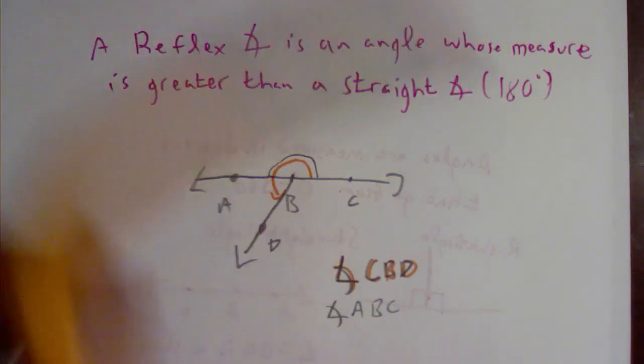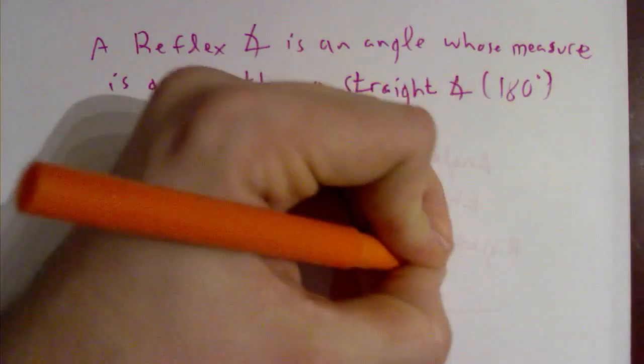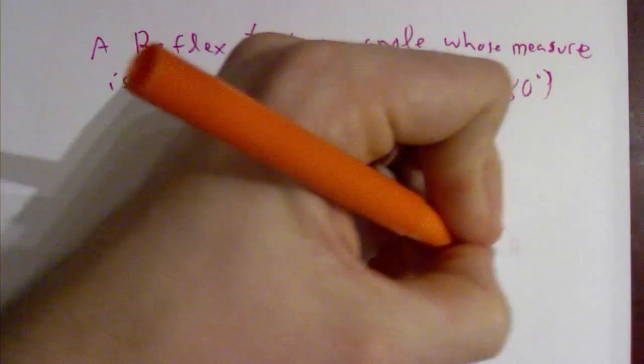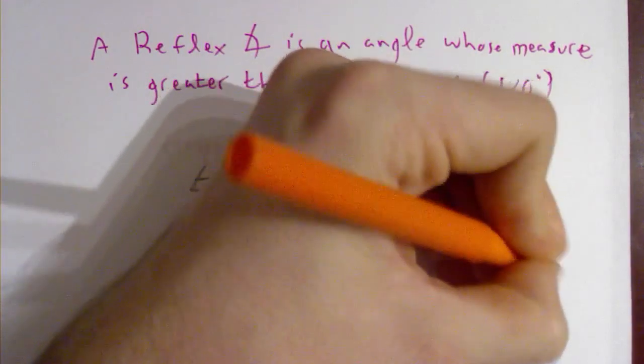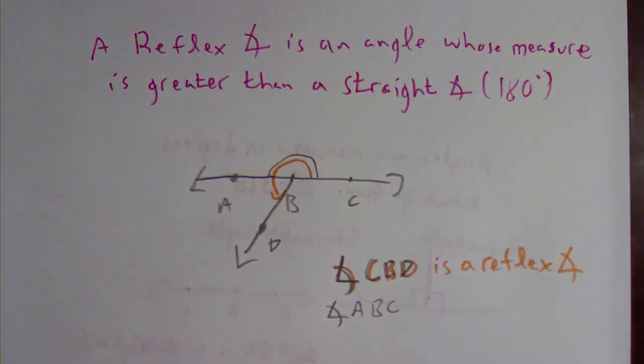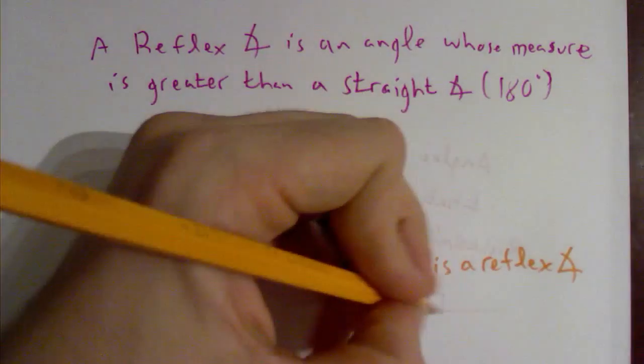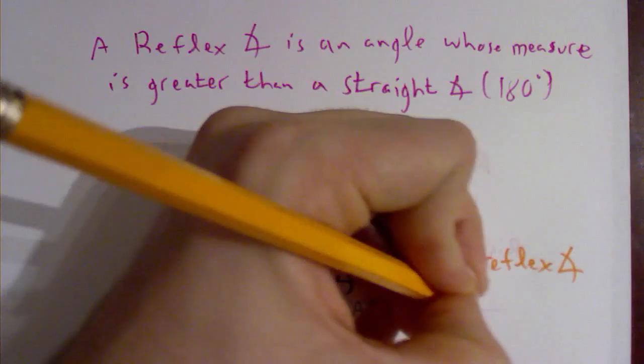So then I would say that angle CBD is a reflex angle. And similarly, I can also say that ABC is a straight angle.